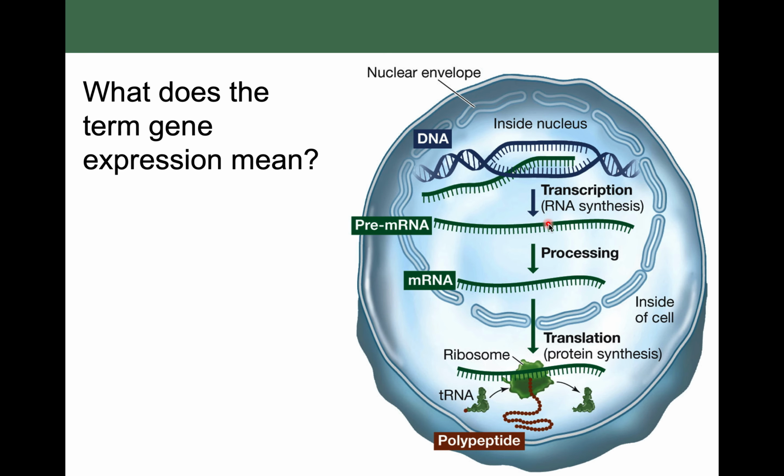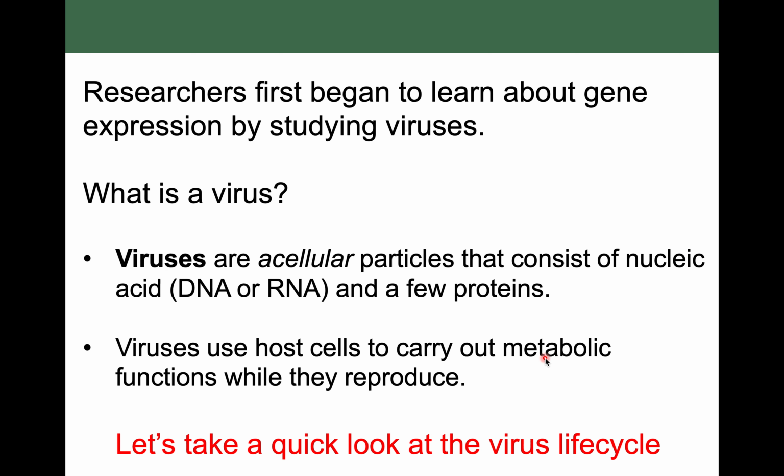We transcribe the gene, process the RNA, and then translate that messenger RNA out in the cytoplasm to make that protein. So that protein's there doing its job, the gene is expressed. So obviously here we're talking about how that process gets regulated.